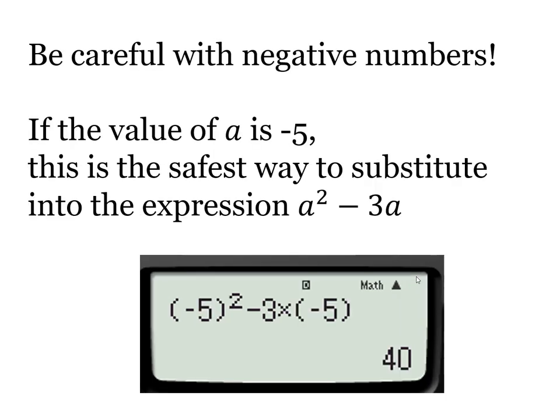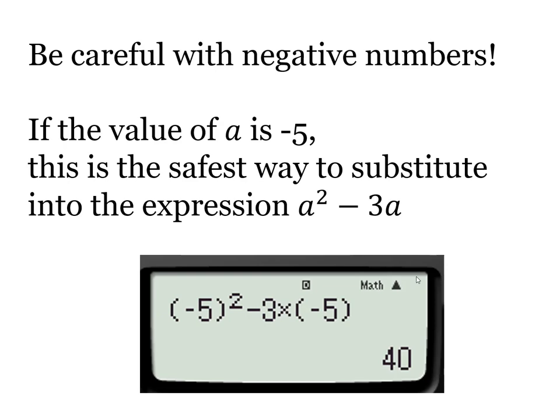This was an HSC question where that went badly for some Casio users. We've got a squared, take away 3a. We're substituting -5. And you can see in the window there that the -5 in brackets was squared. And then we subtracted 3 lots of -5 in brackets. Correct answer 40. Please check that on your calculator. Try it with the brackets and without the brackets.